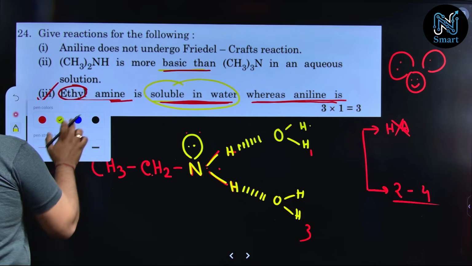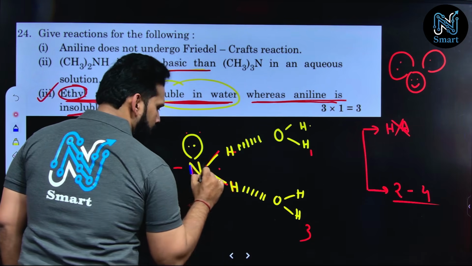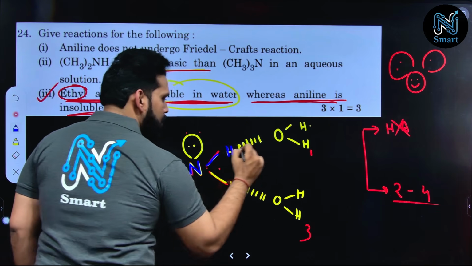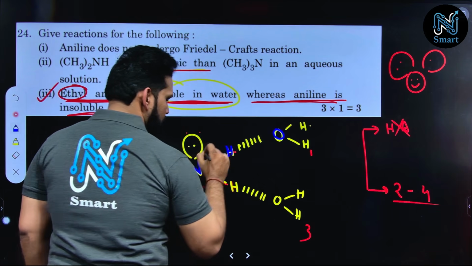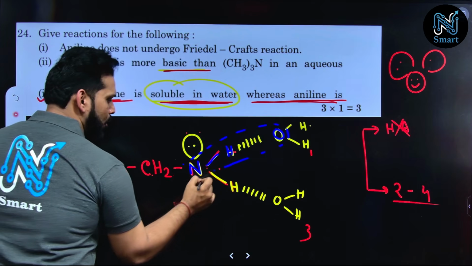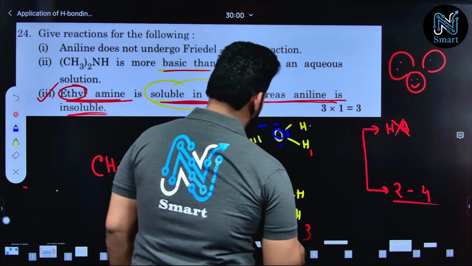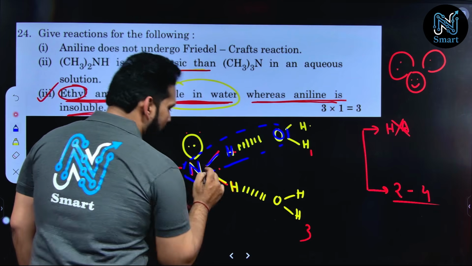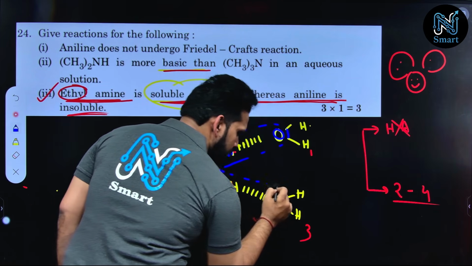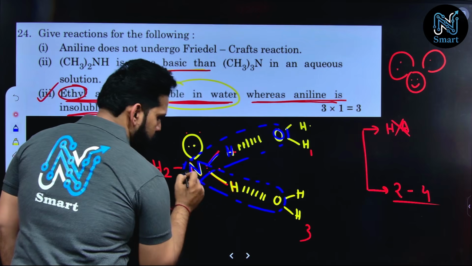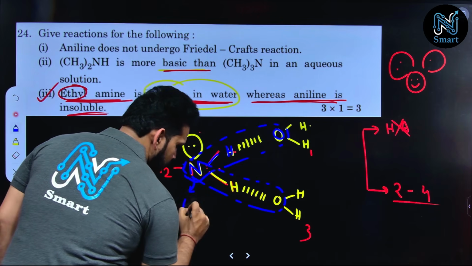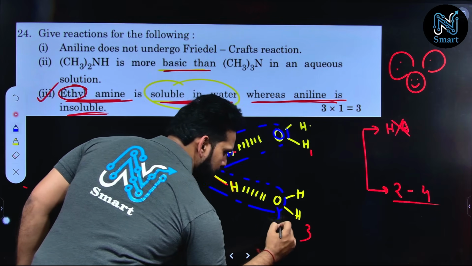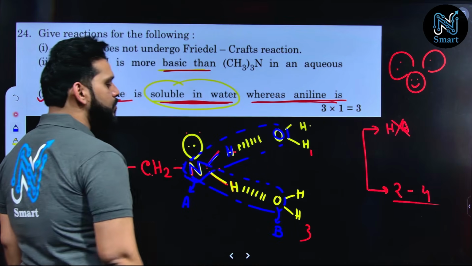Right, guys? Here we are getting A, here we are getting H, here we are getting B, right? This is our AHB. A and B both have to be F, O, N. I guess you remember that. Both of them have to be F, O, N, right? Here also an AHB is forming. Can you see that? This is my A, this is H, and this is my B. Correct? So these are 2 hydrogen bonding.